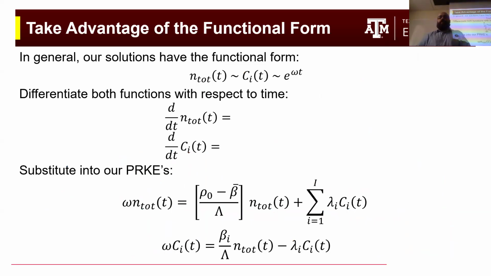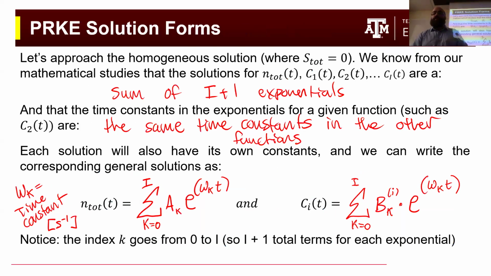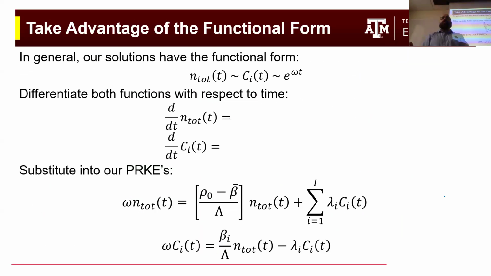From there, we've already said that our solutions are going to have a functional form that looks like a sum of exponentials. And we already know that those omegas are going to be the same for my N of t solution and for my CI solution. It's going to be the same exponentials. It's the same omega k that appears in both equations.